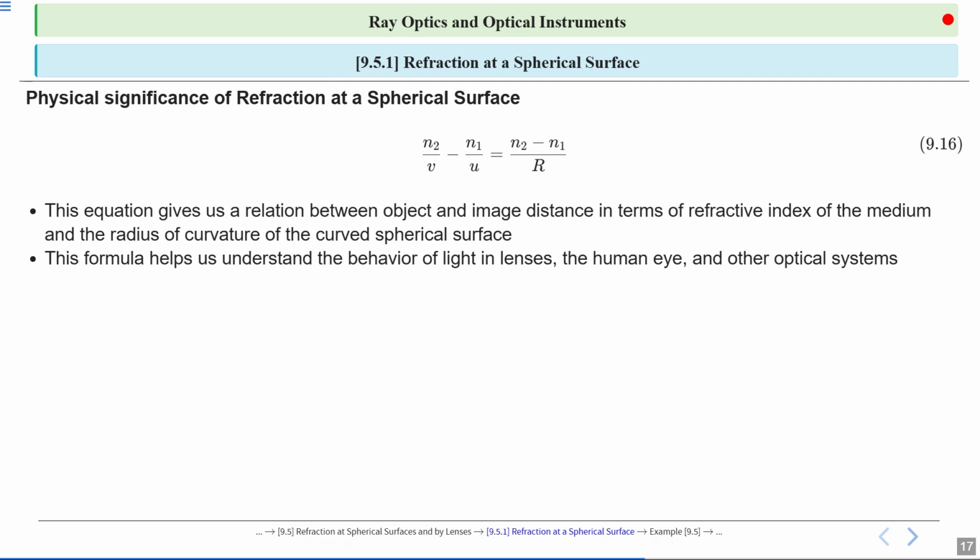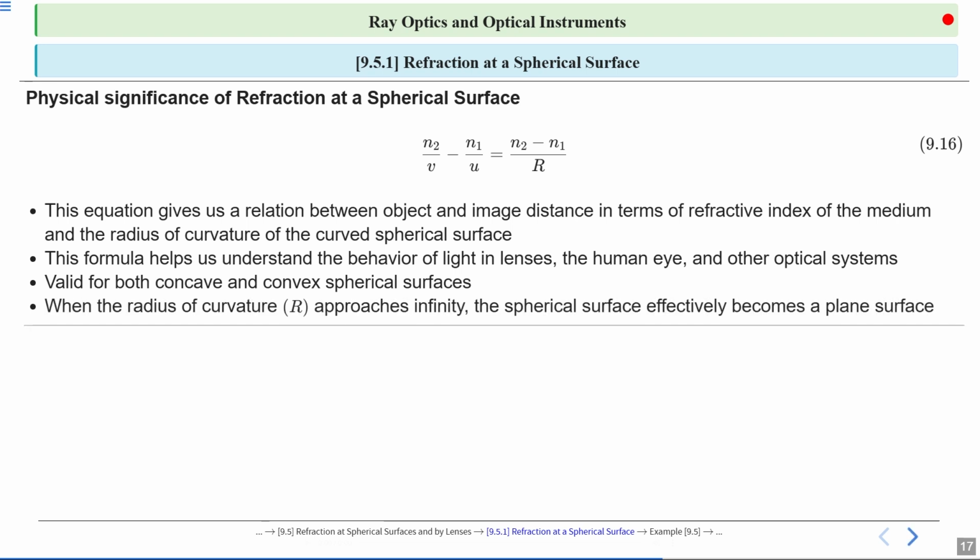So what are lenses? Any medium bound between two spherical surfaces is called a lens. So we'll define the lens with the help of the spherical surface concept. This formula helps us understand the behavior of light in lenses, the human eye, and other optical systems. So it is valid for both concave and convex spherical surfaces.